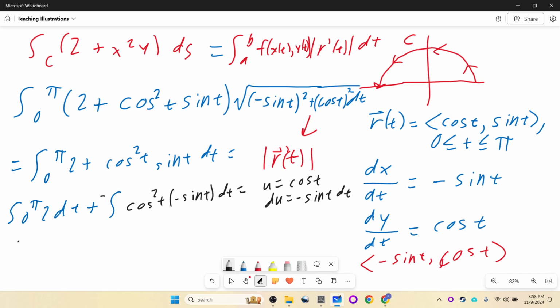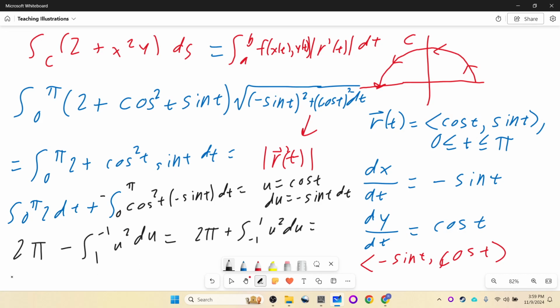So this first part is 2 pi minus the integral of, what were we going from 0 to pi? So it's u squared du. Now, if I plug in 0 for t, I get 1. Plug in pi for t, I get negative 1. So 2 pi minus the integral from negative 1 to 1 of u squared du, which is 2 pi minus u cubed over 3 from negative 1 to 1, which equals 2 pi plus 2 over 3. That would be the answer.